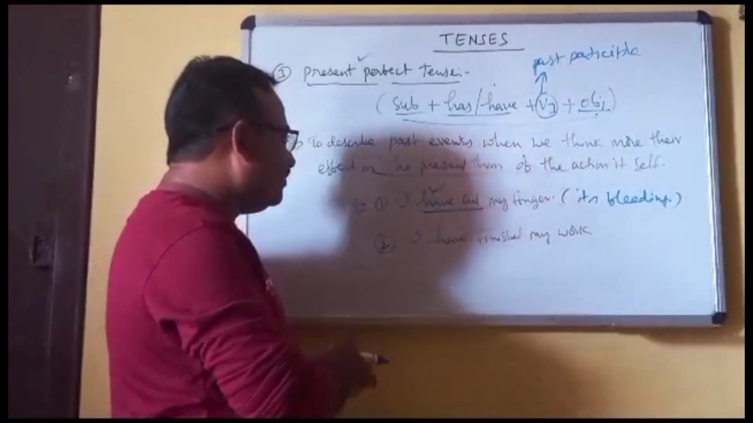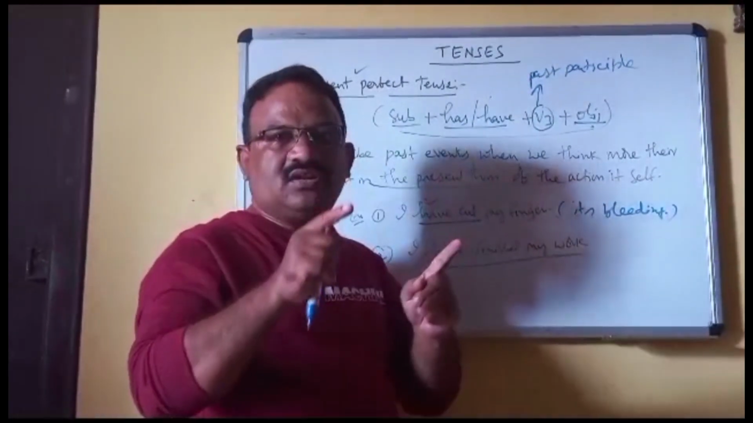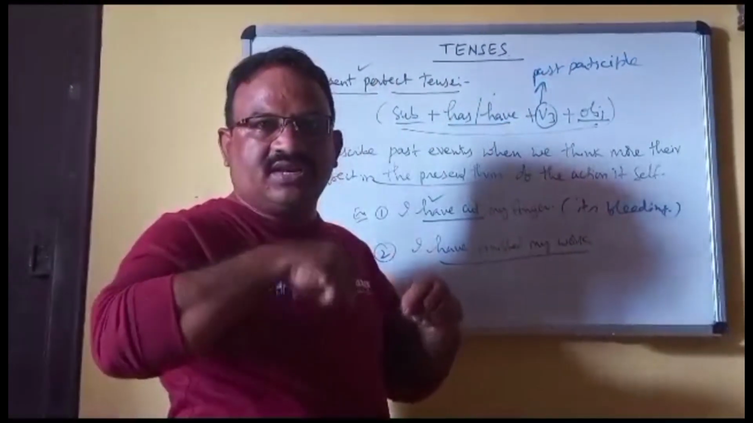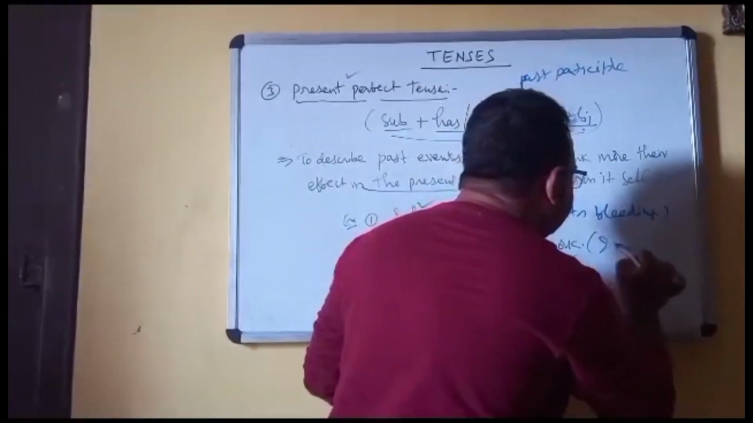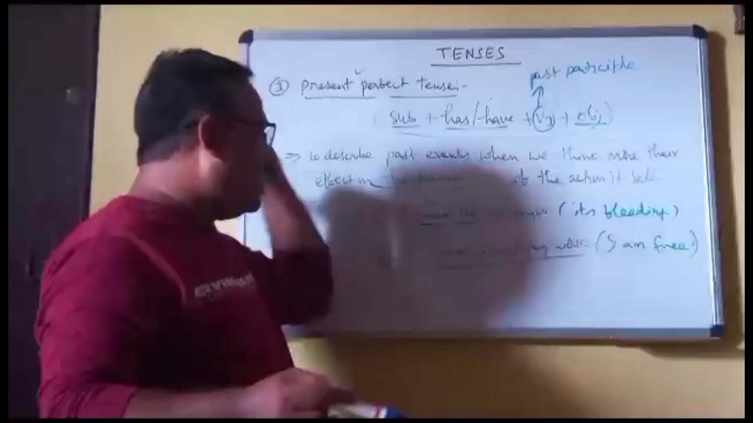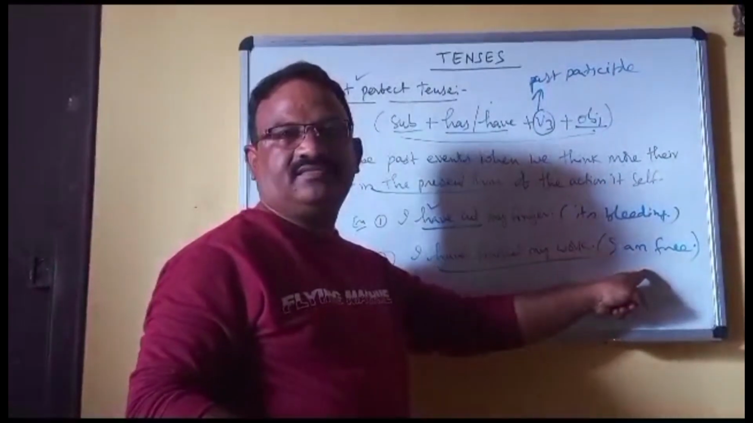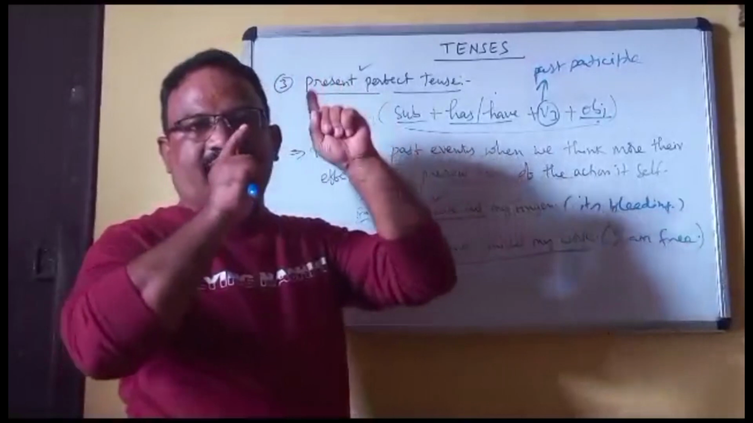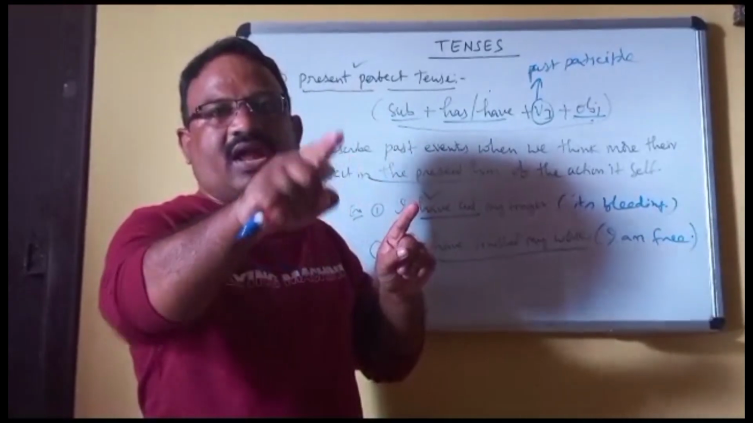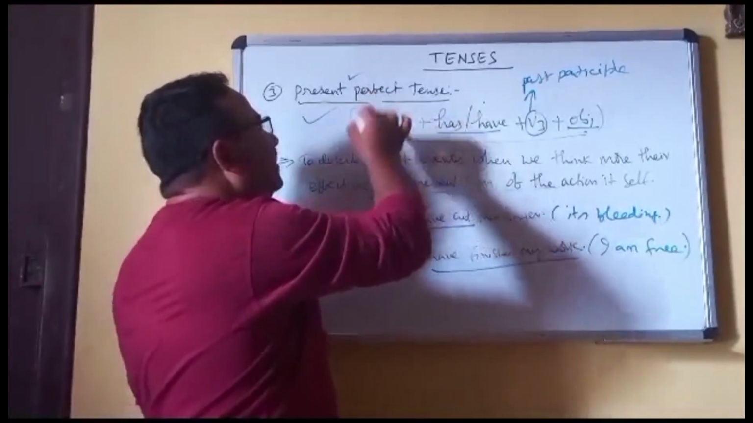One more example. I have finished my work. It also happened in the past, but as I have finished my work, now the result is I am free. There is no work because I have just finished my work. So one action happened in the past, but you still have the result. In this case, you have to use present perfect tense.